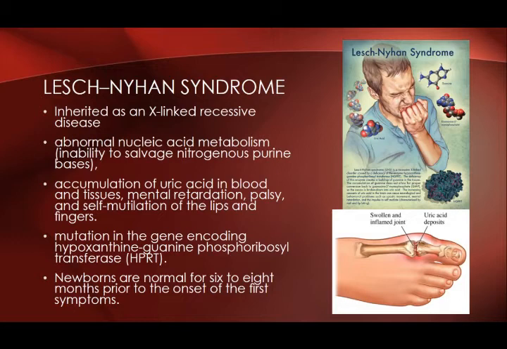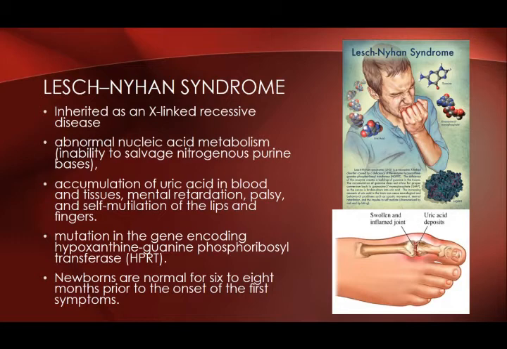It actually causes a lot of bad things such as uric acid in the blood and tissue, mental degradation, palsy, and mutilation of the lips and fingers. It means that people with this disease keep biting their fingers and nails because they feel the itch, so they mutilate themselves. It is caused by a mutation in the gene coding hypoxanthine guanine phosphoribosyltransferase.